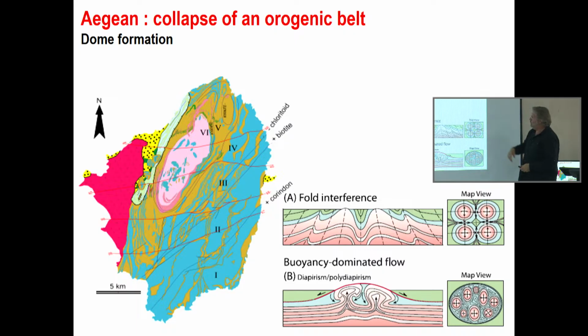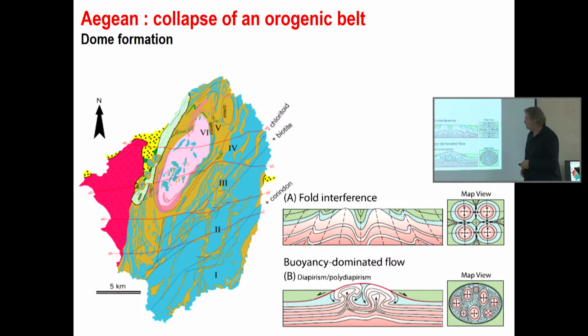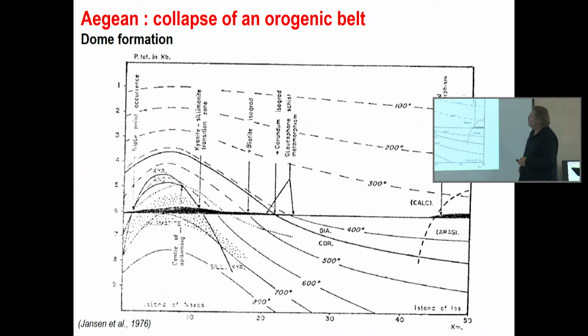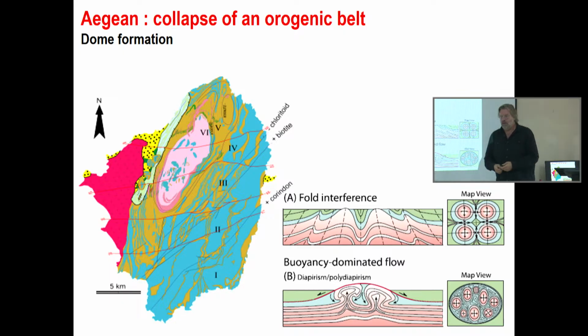Another way to produce domes is by diapirism, gravitational instabilities. And the chance we have in Naxos is that everything has been proposed. So we can then address these different models and look at what were the evidences provided by the different researchers.